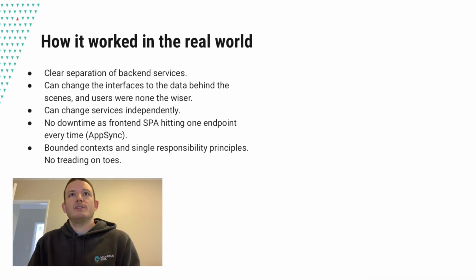So how it worked in the real world. I say the real world, but it's the virtual real world. It's a clear separation of back-end services. So we don't have one monolith. We have lots of small microservices that each are responsible for one domain. And we can change the interfaces to the data behind the scenes, and the users were none the wiser.